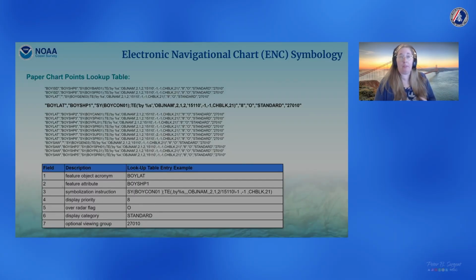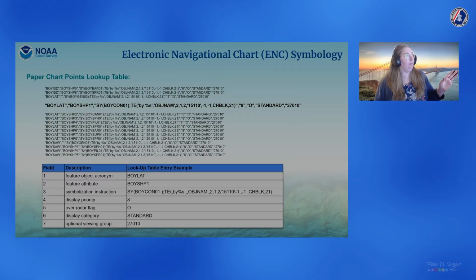So those are the symbols, but there have to be rules behind the programming to tell the computer when to draw a particular symbol. So this is a very small snippet of the lookup table that is used. This is a paper chart points lookup table. There are 5 different lookup tables in S52. And this shows the full detail symbol as opposed to the simplified symbol, and users can choose which one they prefer to see. Keep in mind, this is a text file, and this text file just has rows and rows and rows of these symbol instructions.